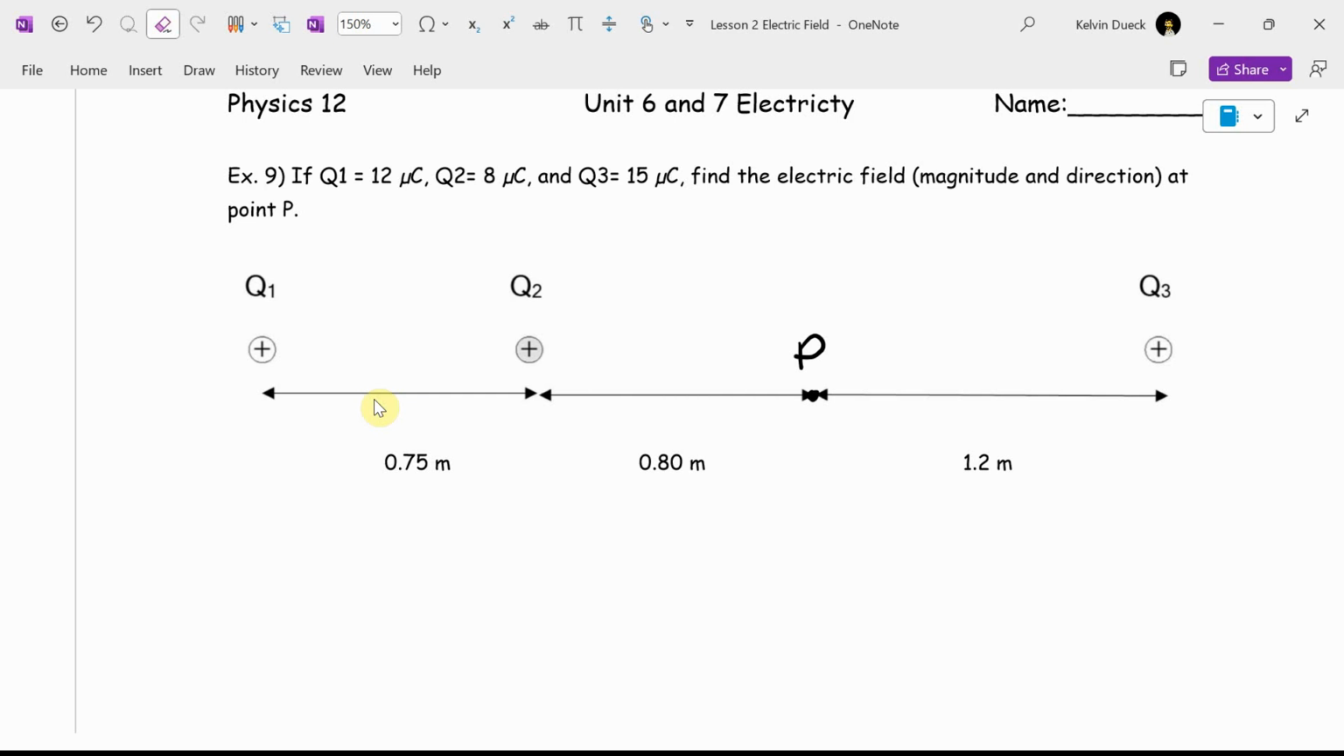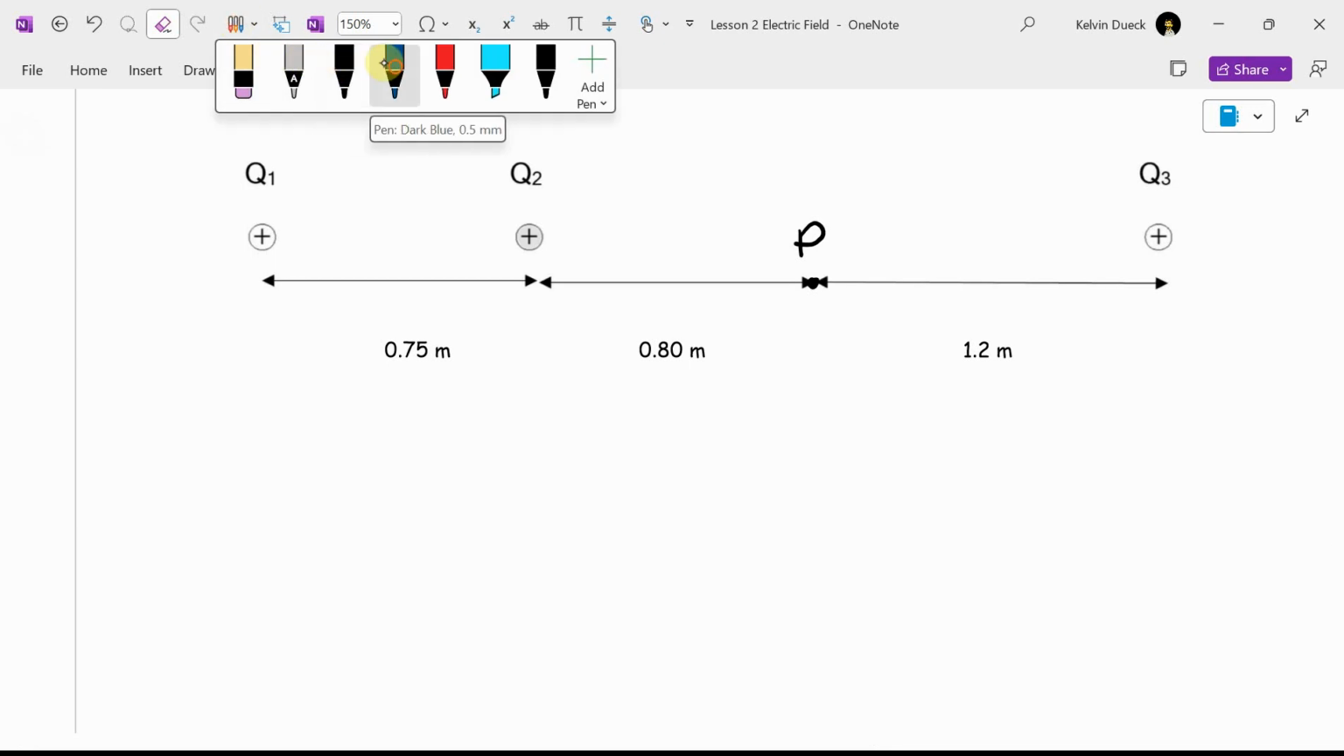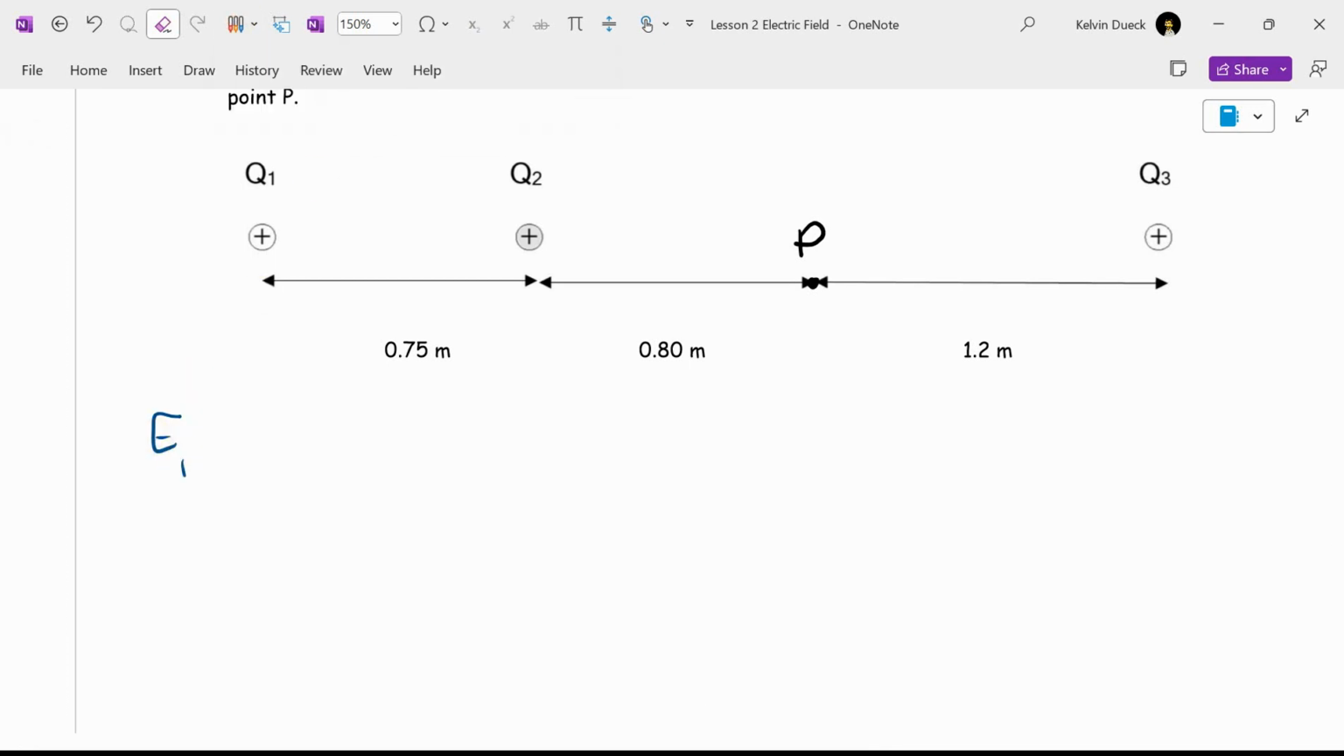I'm going to find the electric field from Q1, the electric field from Q2. Oh, magnitude and direction for both of those. Electric field for Q3, magnitude and direction. And then I'll ask which one is the biggest, and I'll add them vectorially. I can do this. Okay, so the electric field from Q1, I'll call that E1. It's going to be K Q1 over R1 squared. It's going to be K.